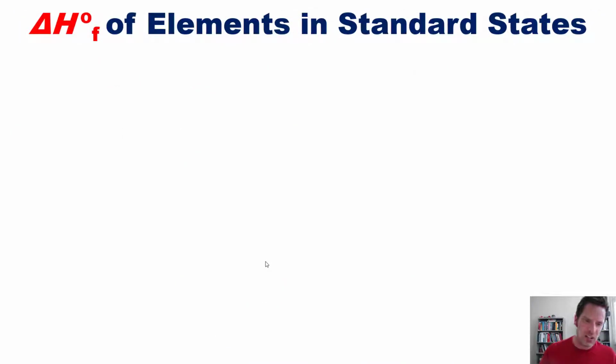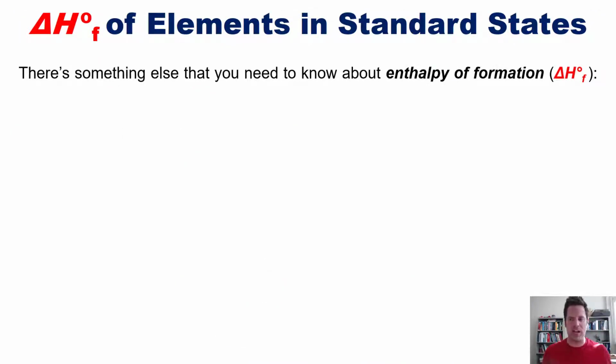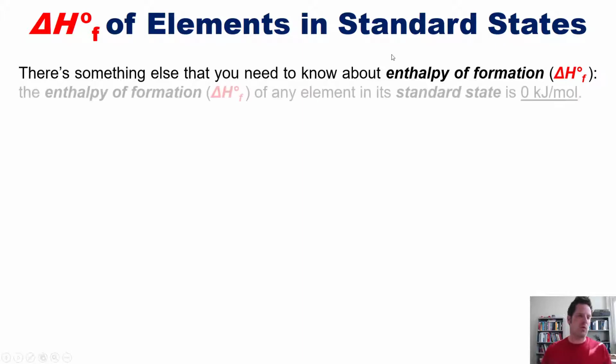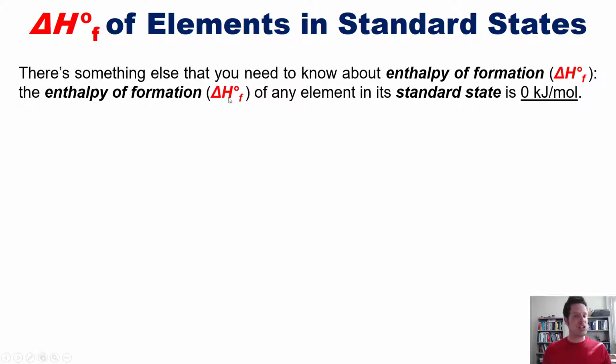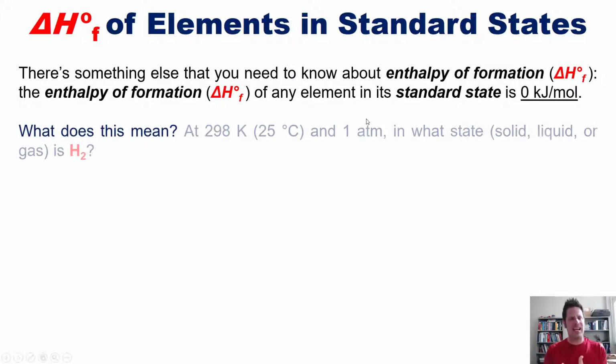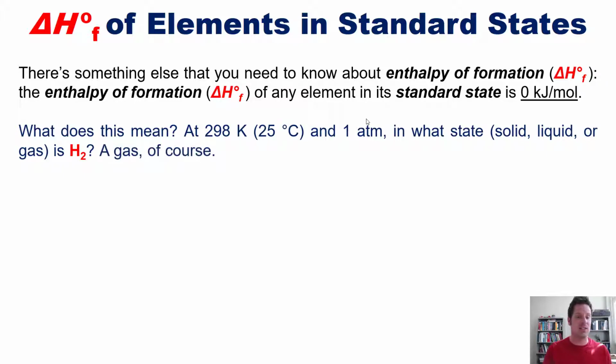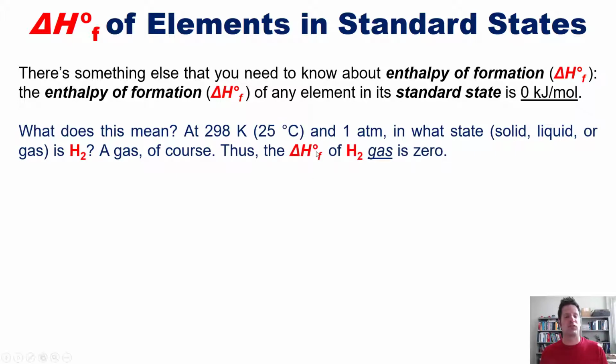Now, there's something else that you need to know about enthalpy of formation under standard conditions, which is what this little degree sign represents. So the enthalpy of formation, or delta H sub F, of any element in its standard state is 0 kJ per mole. What does this mean? Well, I ask you, at 298 kelvins and 1 atmosphere, in what state, solid, liquid, or gas, is H2? Yeah, as you just learned, it's a gas. This means that the delta H of formation at standard conditions, this little degree sign, of H2 gas is 0.